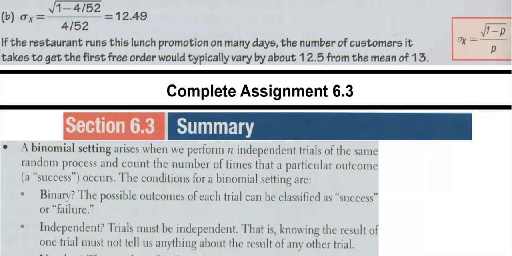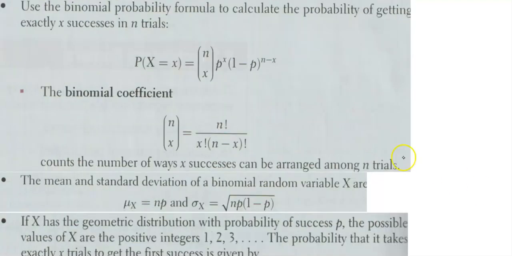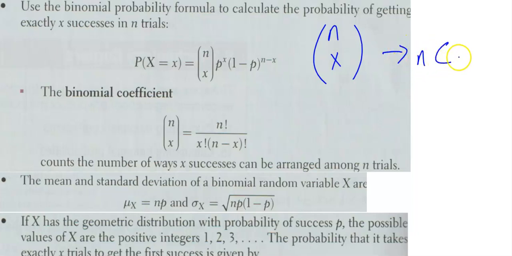Okay, so that brings us to the end of assignment 6.3. I broke down everything we have talked about. Remember our binomial coefficient, where I talked about that in another video, where I said n over x can be found in your calculator by doing the nCr, where you enter the number of given trials and how many we want to choose. And then they keep breaking it down.